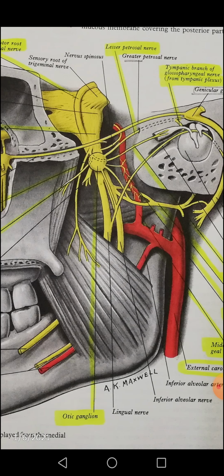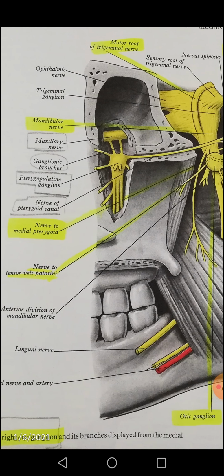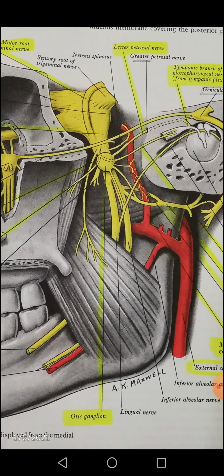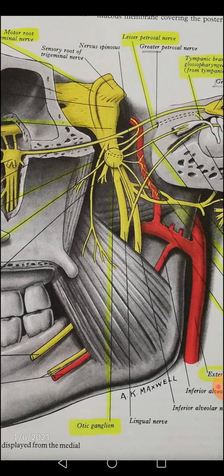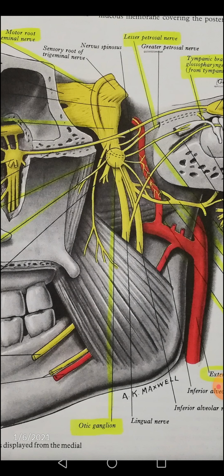Another important thing I would like to mention is that you can see here we have another branch which connects the ganglion with the nerve of the pterygoid canal. The ganglion connects with the chorda tympani nerve, leading to a connection with the nerve of the pterygoid canal, which provides an alternative route for the anterior two-thirds of the tongue for taste, without passing through the middle ear.